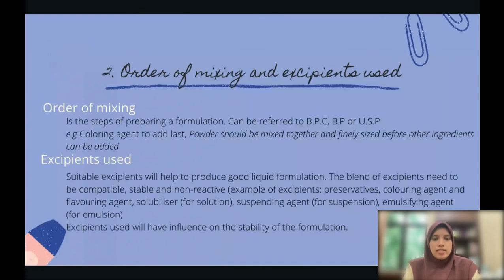Okay, so order of mixing. The steps of preparing a formulation are sometimes available in BPC, BP, or USP. As an example, coloring agent will be added at the end of the steps. Okay, and powder should be mixed together and finely sized before other ingredients can be added. So the order of mixing is important to ensure that you obtain a homogeneous product.